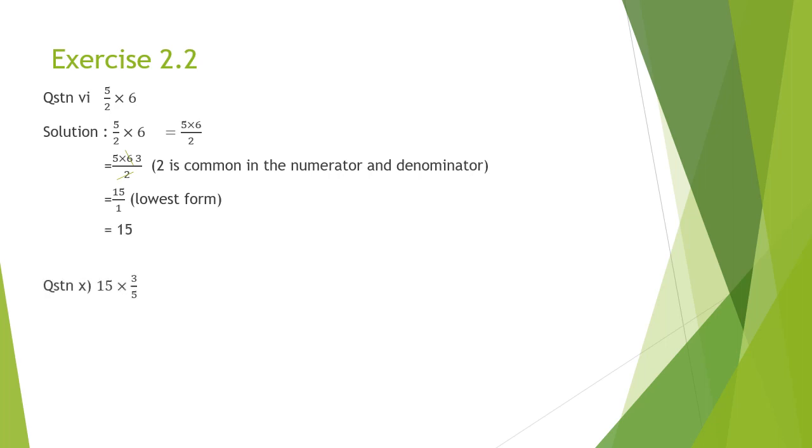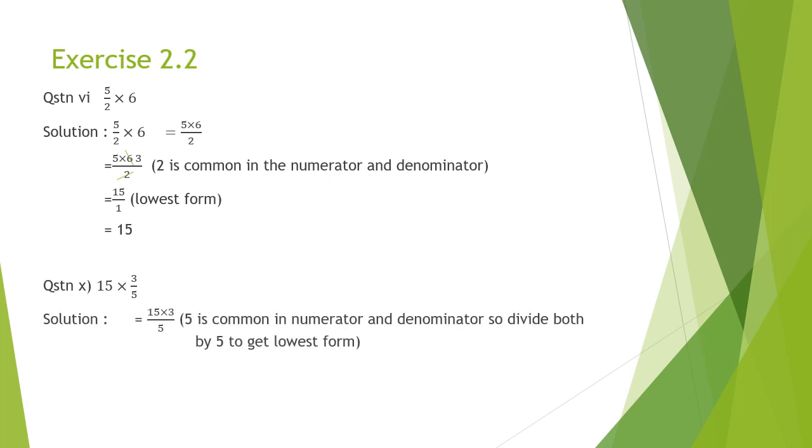Next question, 15 multiplied by 3 by 5, same as the earlier question. 15 multiplied by 3 whole divided by 5. Here 5 is common in both numerator and denominator. So you should divide both numerator and denominator by 5, which gives 9 upon 1. So the final answer is 9.